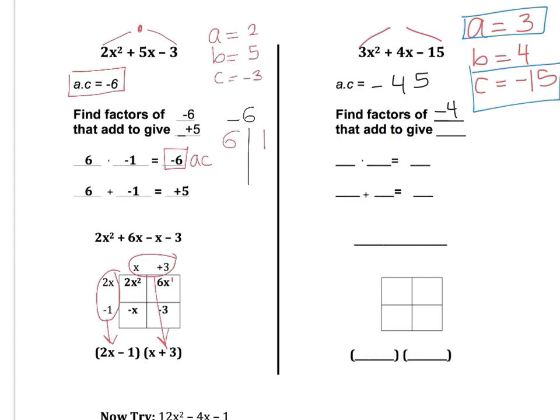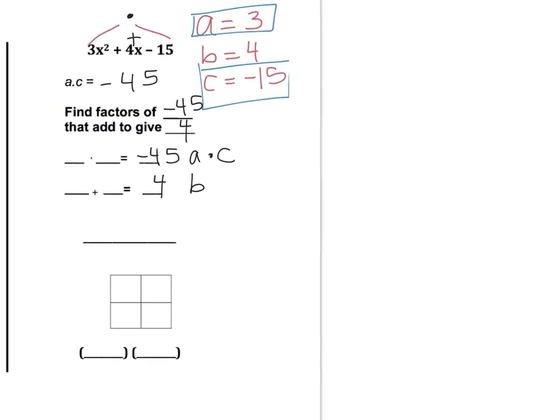So I need 2 numbers that would multiply to give me negative 45, which is your a times c, and add to give me b, which is the 4 in this case. So 2 numbers that would multiply to give you ac and add to give you b. So is that supposed to be negative 45? Okay, now it's negative 45. Now what are those 2 numbers?